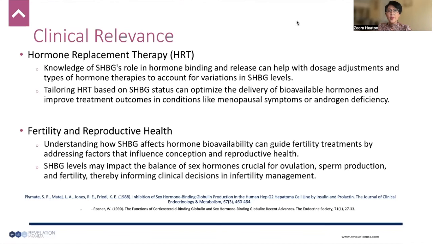So here we're going to discuss the impact of SHBG's role on treatment strategies for hormone-related conditions, such as hormone replacement therapy. Knowledge of SHBG's role in hormone binding and release can help with dosage adjustments and types of hormone therapies to account for variations in SHBG levels. And tailoring HRT based on SHBG status can optimize the delivery of bioavailable hormones and improve treatment outcomes in conditions like menopausal symptoms or androgen deficiency.